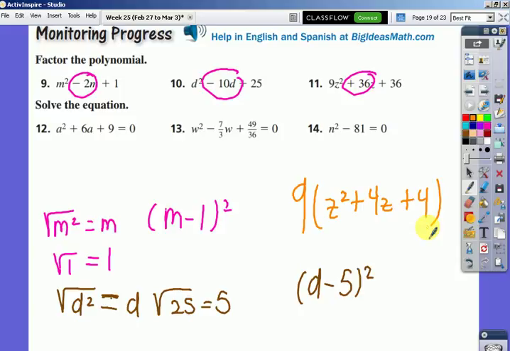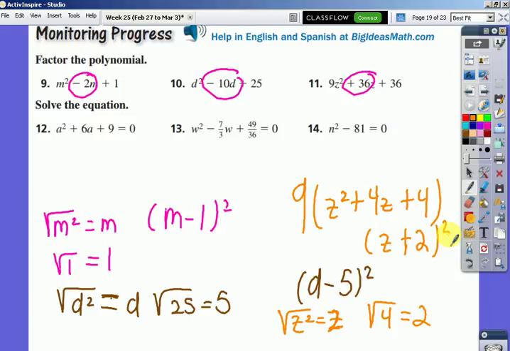I do. Right. And then, so what I want to do now is I want to take the square root of z squared and the square root of 4. The square root of z squared is z. The square root of 4 is 2. Because there's a plus, it's going to be z plus 2 squared. Do you understand 9, 10, and 11 now?